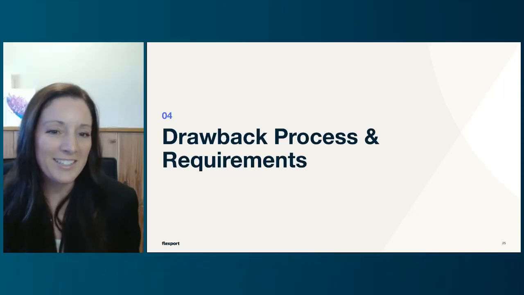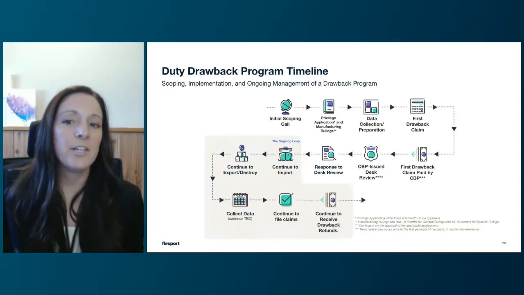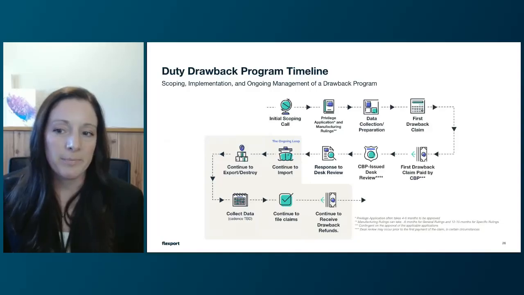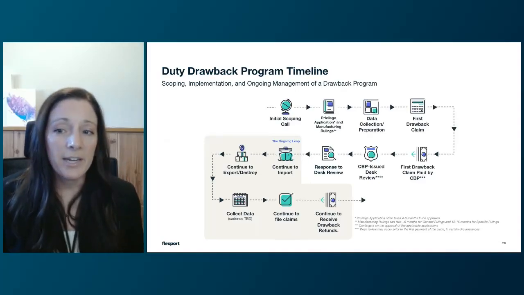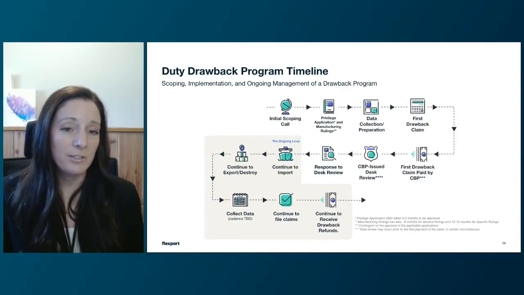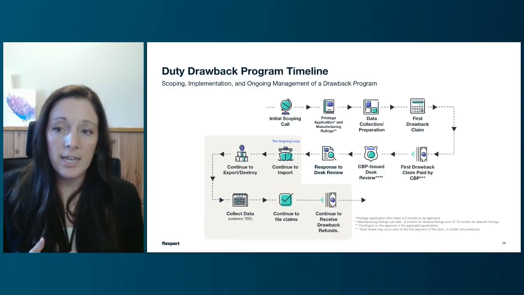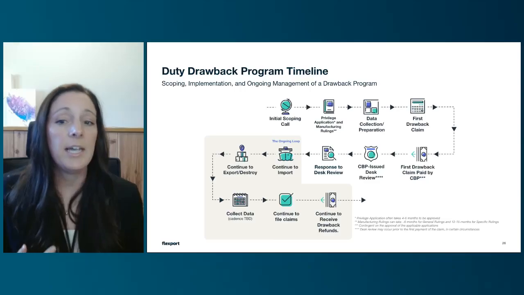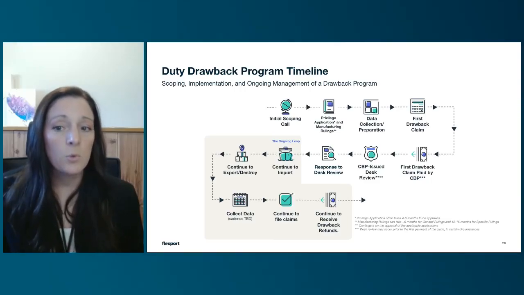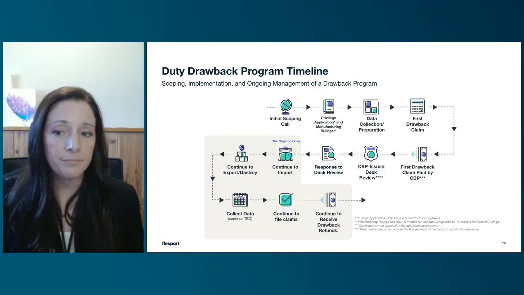Next, drawback process and requirements. Here is a standard drawback program timeline for Flexport. After the initial scoping call and service agreement are complete, we will begin preparing the combined drawback privilege application. This application allows you to claim on any historical exports or destruction and waives the need for CBP to examine or witness any future exports or destruction, in addition to receiving accelerated payment, which allows for a drawback claim to be paid automatically within 4 to 6 weeks of claim filing, instead of being paid at time of liquidation.